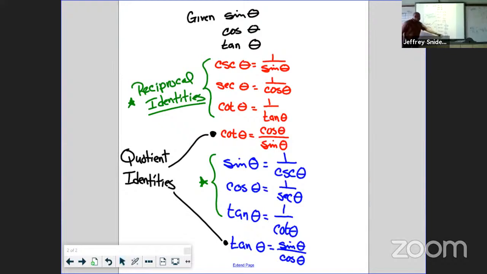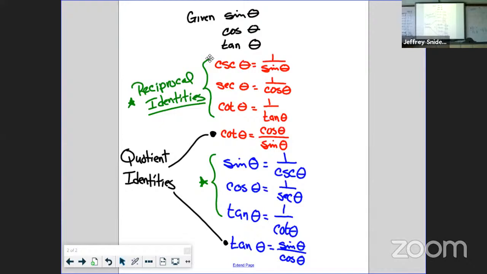Okay? The tangent is the quotient of sine and cosine. The cotangent is the quotient, which means to do what? Divide. They're called the quotient identities. So you might hear or read something that says, using a reciprocal identity, or using a quotient identity, and those should mean something to you.